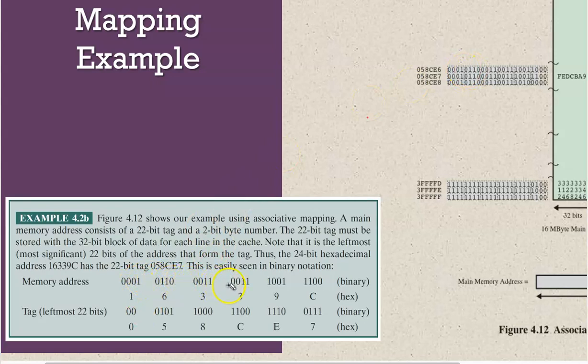So 0 1 0 1, where is it? So it's 5. So this guy over here, for these two it's 0, and then for the next 4 it is 5. For the next 4, 1000 is going to be 8, right? So you get 0 5 8, and 1 1 0 0 is going to be C. Okay, C over here. And then for the next 4 bits is 1110. That's going to be an E, that checks out.